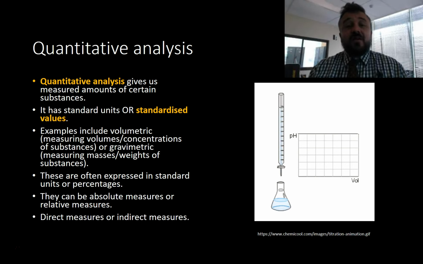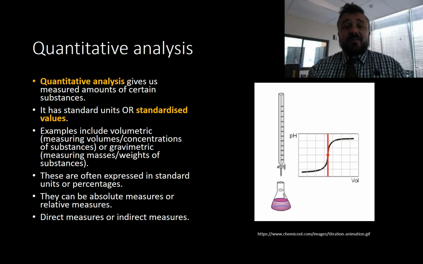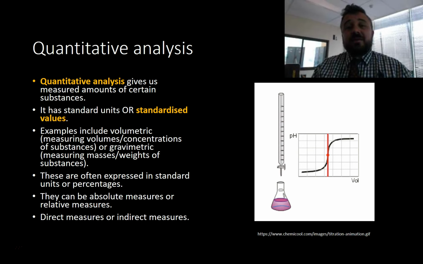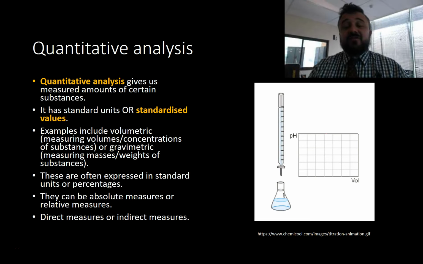We can have direct measures or indirect measures. A direct measure is where we measure the value directly. So for a gravimetric analysis, we'll separate out one particular substance and we'll weigh it. An indirect measure is where we use that amount that we've just weighed and we compare it to what should be left over and we assume that's something else.